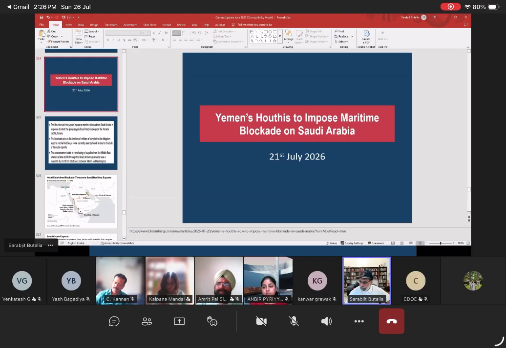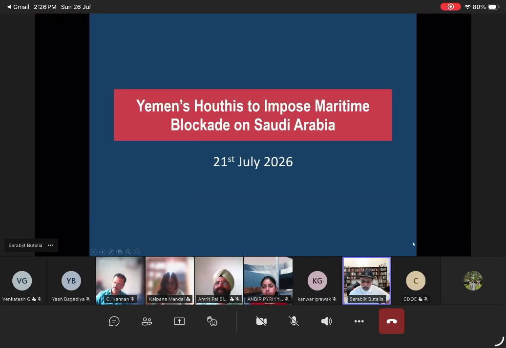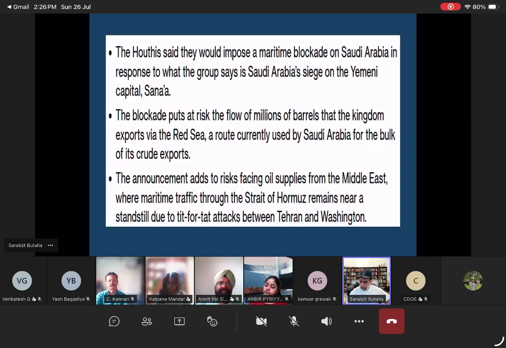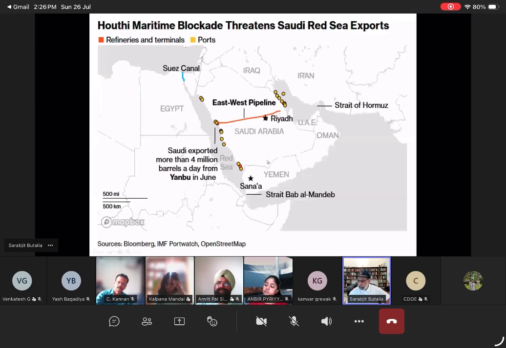So let me just show you this chart, sir. Yemen's Houthis to impose maritime blockade on Saudi. So far, what was happening was this: this is the Red Sea on the map, and they had a pipeline of about, if I'm not wrong, 1,000 kilometers long, running across Saudi. Because the ships are not going into the Strait of Hormuz, they were coming into Yanbu here and exporting.